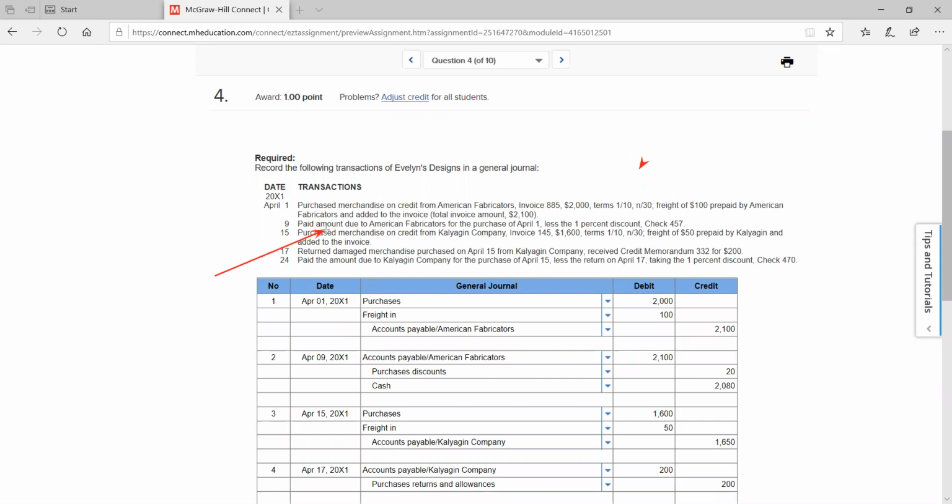On the 9th, looks like we paid what we owed, less the 1% discount. So note that we've got the cash amount is going to be 2080. We paid the 2100, and the discount is taken off of the 2000. So be careful on this one that you don't take the discount off of the freight. So essentially, I'm going to write this off so you can see it up here. They would have taken that $2,000 times 0.01, and that's where they come up with that discount of $20 right there.